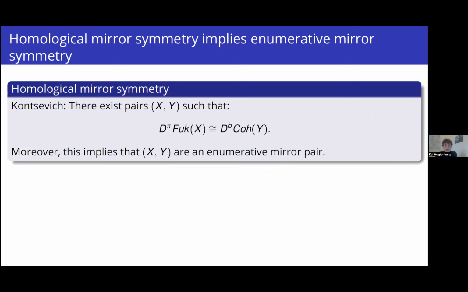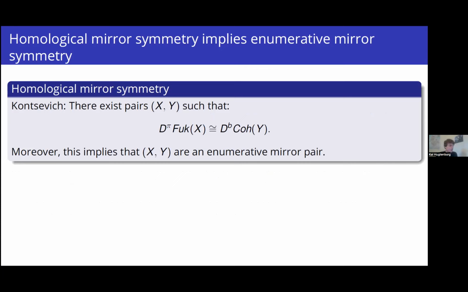Later, around about the same time, Kontsevich came up with the idea of homological mirror symmetry. He said that if X and Y are mirror, then the Fukaya category of the symplectic space X agrees with the category of coherent sheaves of Y. At the same time, he conjectured that if such a homological mirror symmetry holds, then they are also enumeratively mirror: their enumerative invariants agree.